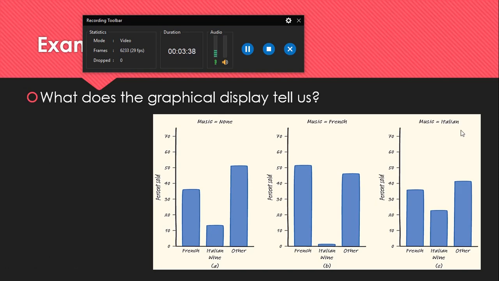Does this tell us anything? Maybe you see some challenges. It doesn't look like Italian wine is purchased as frequently, doesn't matter what kind of music is playing. It does look like maybe French wine or the other category is more prevalent. But ultimately, this doesn't really provide enough evidence to say that there's an association just yet.